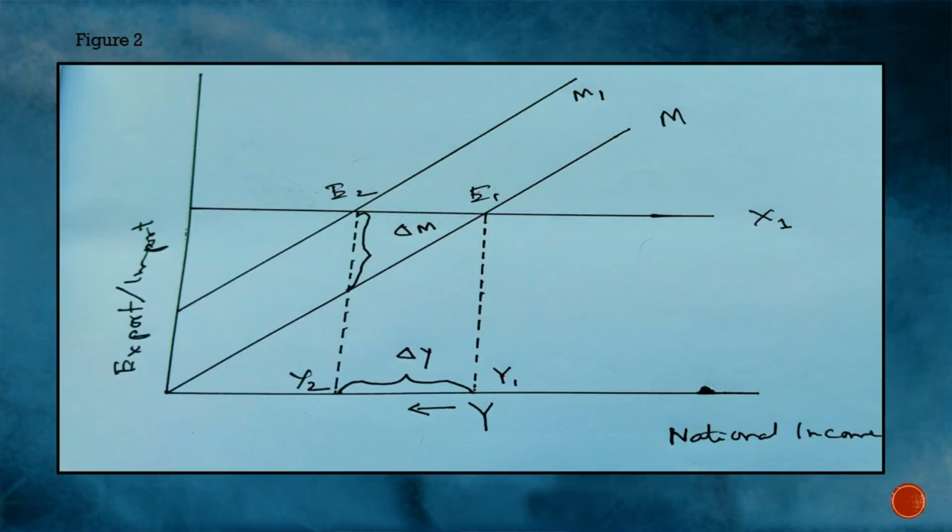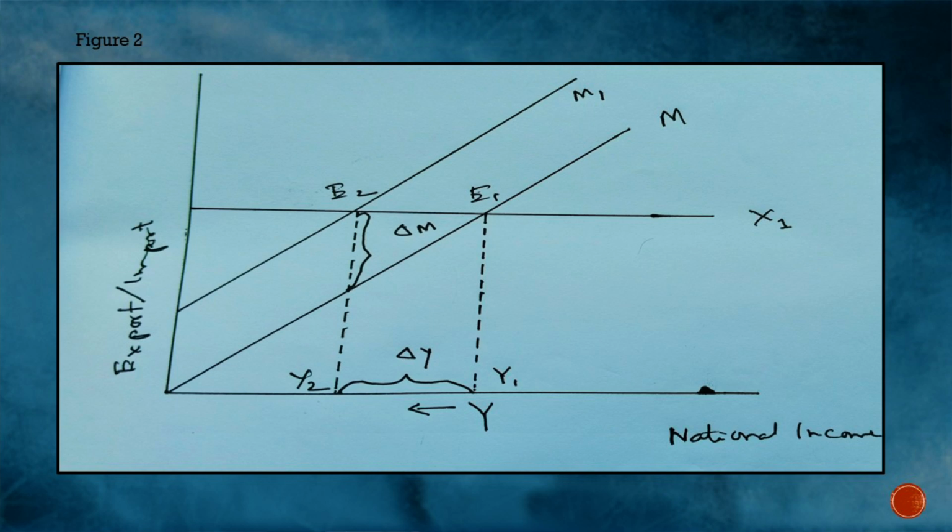For simplicity we are doing away with saving and investment. We are just bringing export and import into the picture, to show what happens if there is an increase in import in an economy. On the x-axis we are measuring income, and on the y-axis we are measuring export and import. And then we have the export line, again parallel to the national income axis.